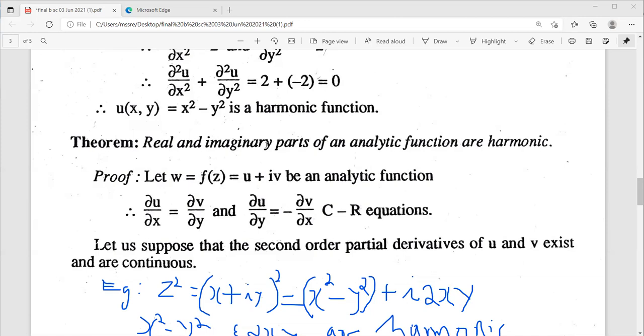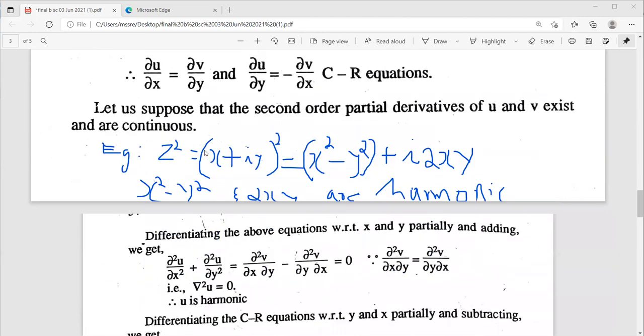Now let us cite one example. Suppose z square, that is x plus iy whole square. On expansion, you will get x square minus y square plus 2ixy. This function is analytic. Is it true? Z square is analytic, you have verified earlier. Tell me, what is the real part of z square?